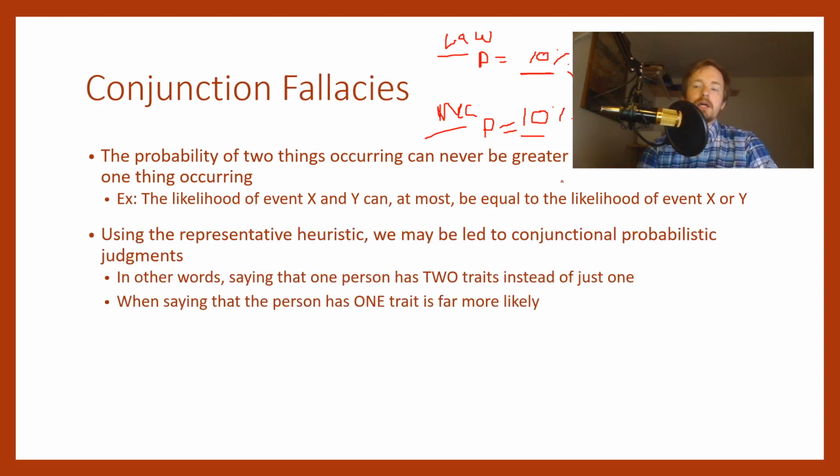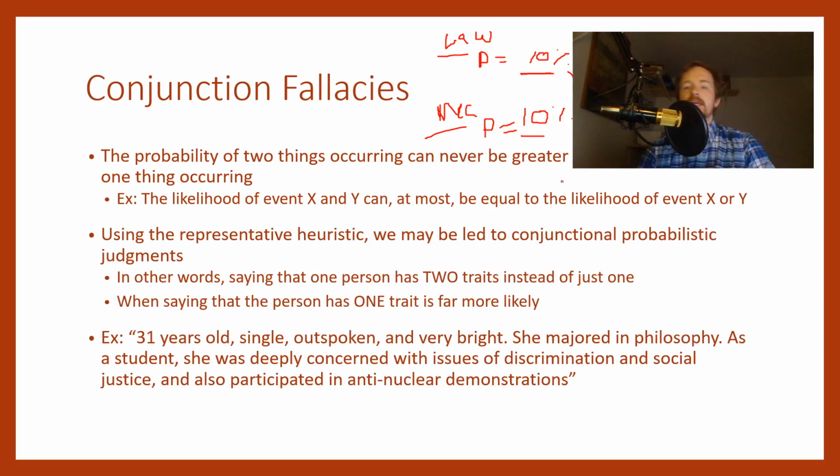All right, so let me just give you an example, because I know that can be a little bit esoteric. Let's say that I give you this description of an individual. This person is 31 years old, single, outspoken, and very bright. She majored in philosophy as a student. She was deeply concerned with issues of discrimination and social justice, and also participated in anti-nuclear demonstrations. So that is the description of this individual that we have in mind. I want you to try to imagine what this person is like. I want you to try to imagine maybe their Twitter feed or what they're interested in on Facebook and stuff like that. So try to imagine what this person does in their day job, and all that other stuff.